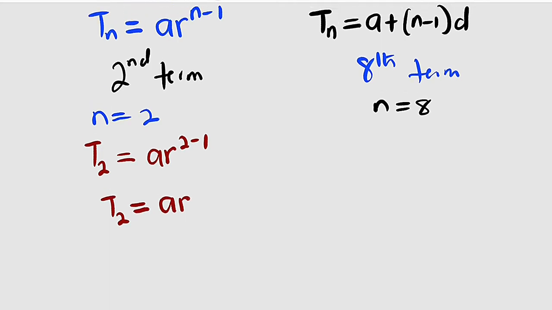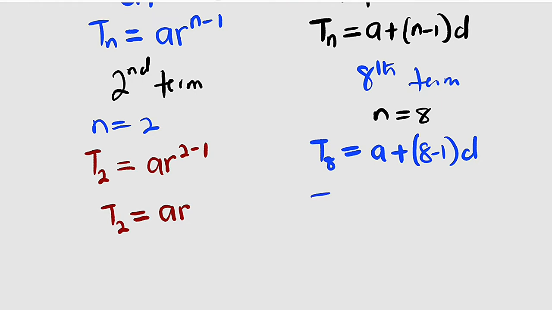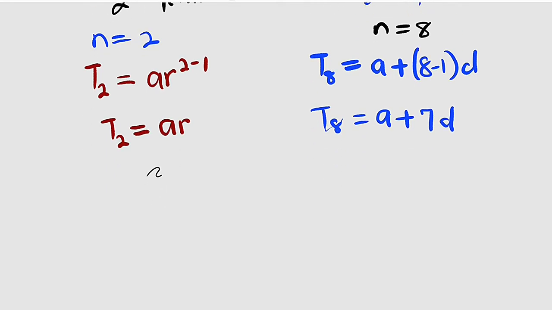What about the 8th term of AP? We have T8 equal to A plus 8 minus 1, then multiplied by D. Therefore, T8 is equal to A plus 7D, right? So according to the question, this second term is equal to this 8th term, so let us equate them. This implies that AR is equal to A plus 7D.